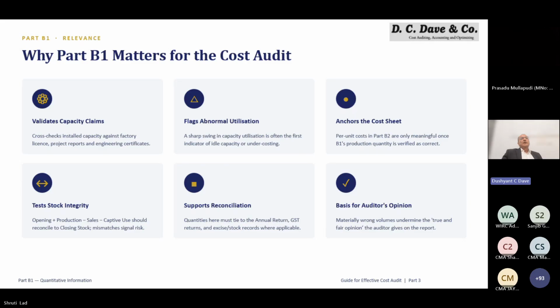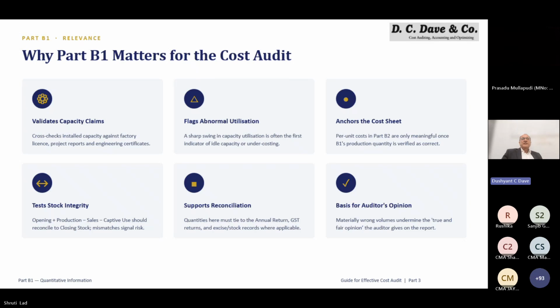It also tests the stock integrity, in the way that if the stock is right, this will come out of it. It supports reconciliation, because when you reconcile the quantity with the GST returns, annual returns and so on, this will support the stock reconciliation as well. And it's also a basis for the auditor's opinion, whether materially wrong volumes exist or you can have a fair opinion. So this Part B1 is very, very important.